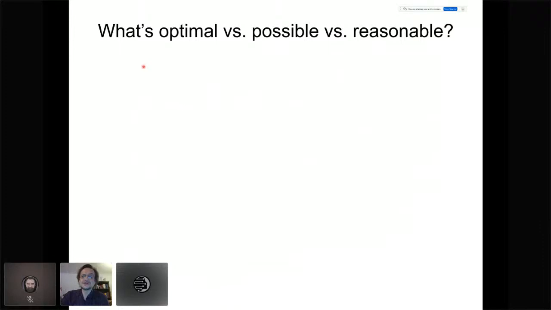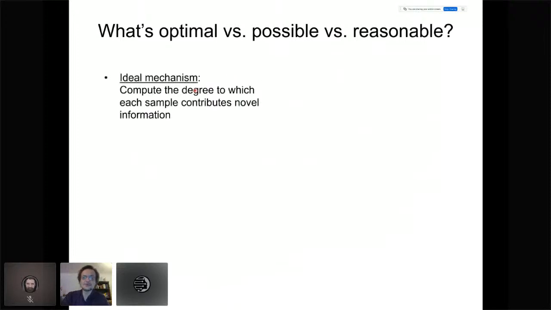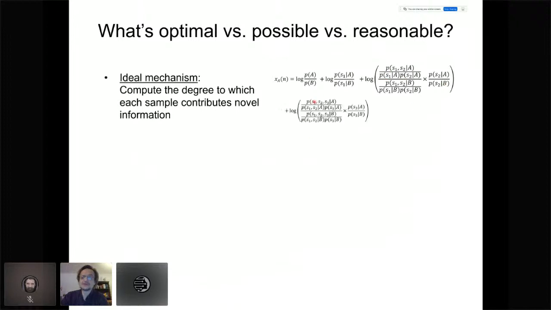So now let's consider some mechanisms that might be at play. The optimal mechanism is to actually compute it explicitly. So first you start with the priors, then you take the first sample, which is completely novel, so it's just the log likelihood ratio. Then the second sample is multiplied by this term. The third sample is multiplied by this more complicated term. The fourth sample by a still more complicated term, et cetera, et cetera.